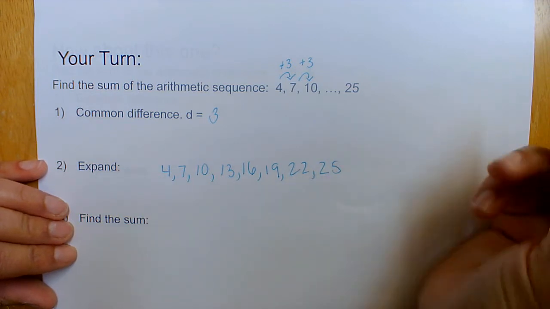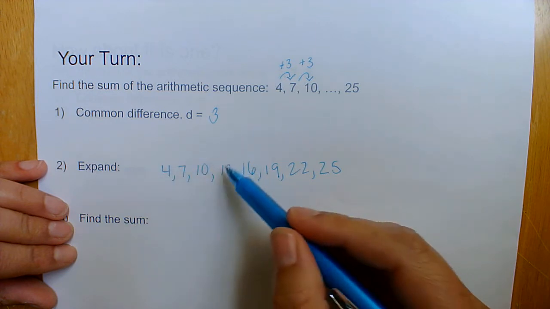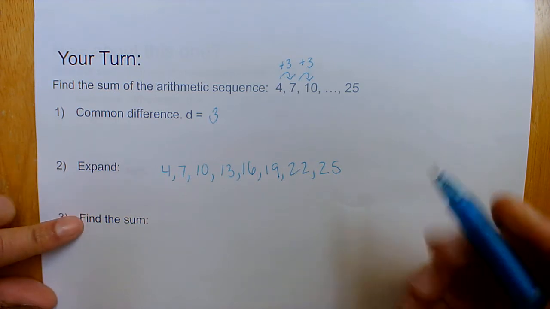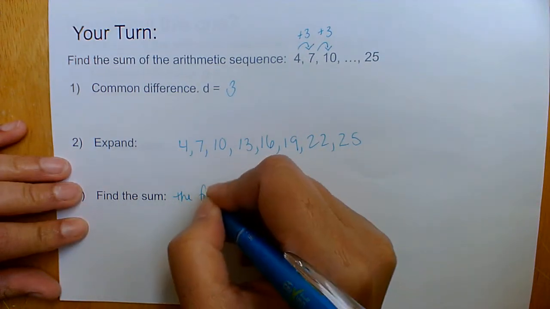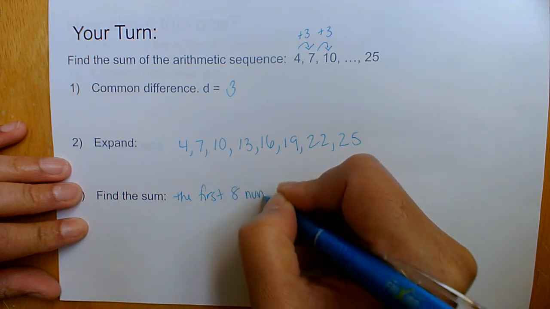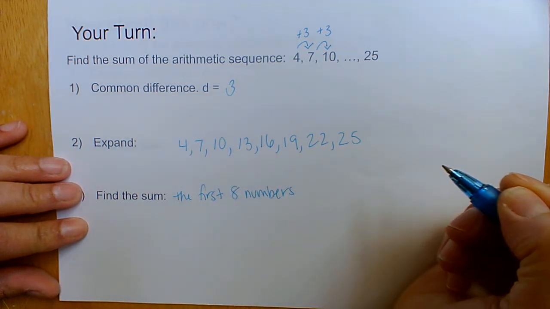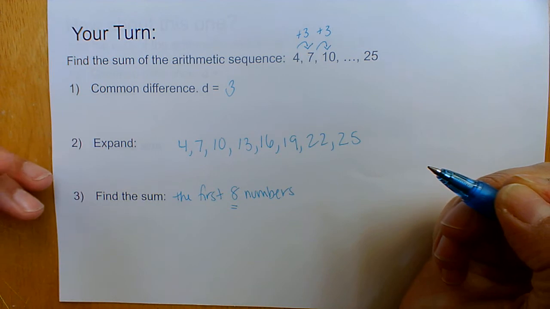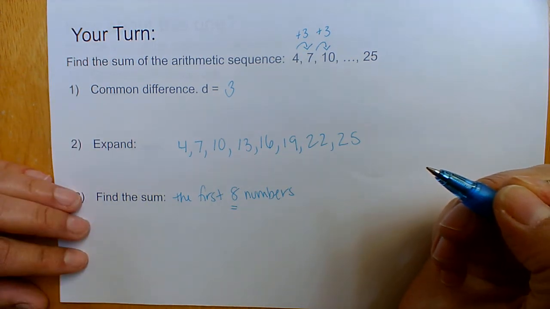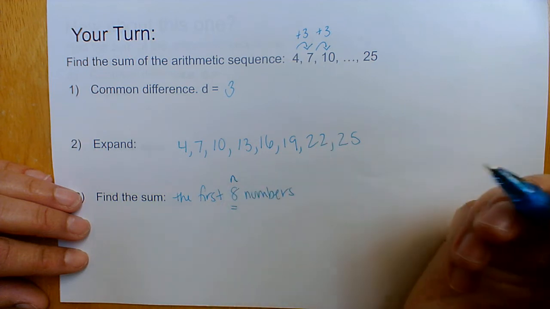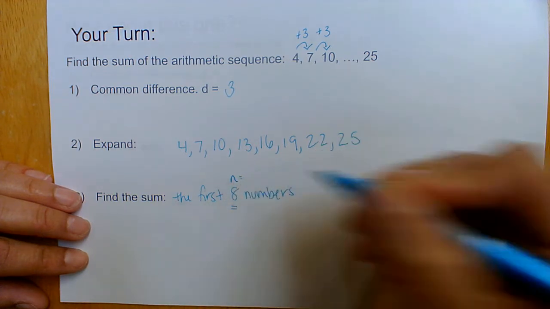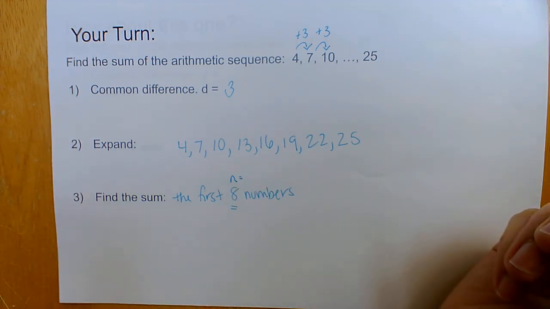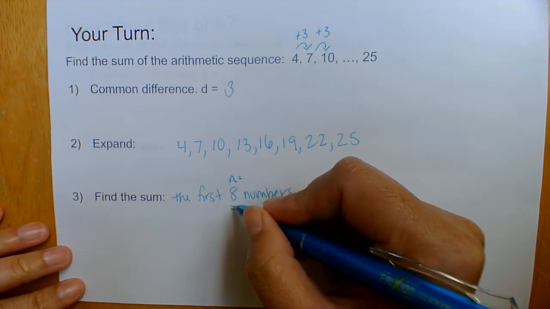So how many numbers do I have here? 1, 2, 3, 4, 5, 6, 7, 8. I have 8 numbers. So we're going to be finding the sum of the first 8 numbers. And that's what an arithmetic series is. It's the sum of the first 8 numbers, the first 10 numbers, the first 12, the first 100 numbers. So this takes on the value of n. So our n right here equals 8. That's going to come in handy when we start finding sums for larger and larger amounts of numbers.